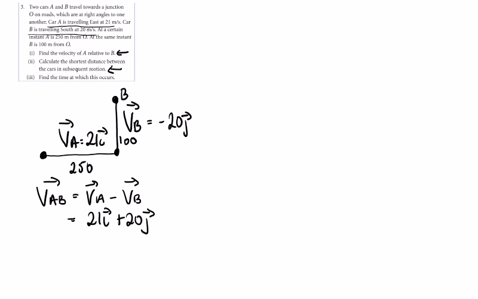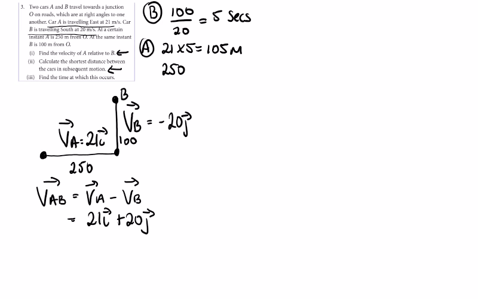The shortest distance, okay, so we need to look in the previous questions, they were telling you, calculate how long it takes B to get there or A to get there. So let's have a look here. B is only 100 away, it's traveling at 20, so B is going to get there in 5 seconds. And how far does A travel in that time? 21 meters per second by 5 is equal to 105 meters. It was 250 away, so now it's going to be 145 meters away.